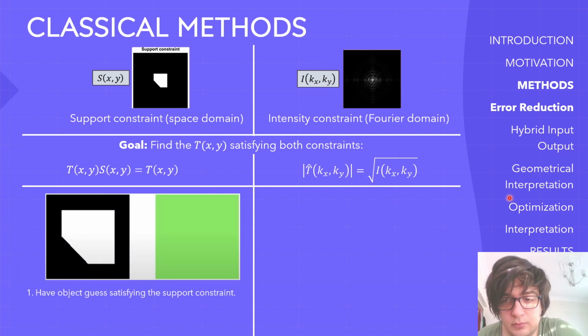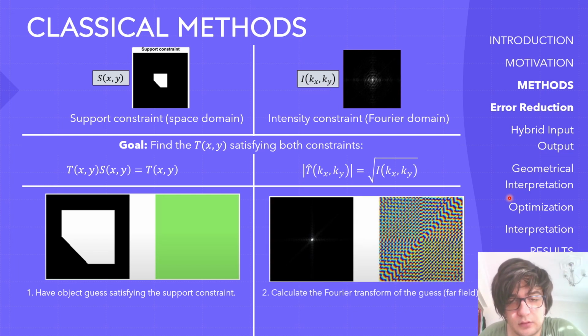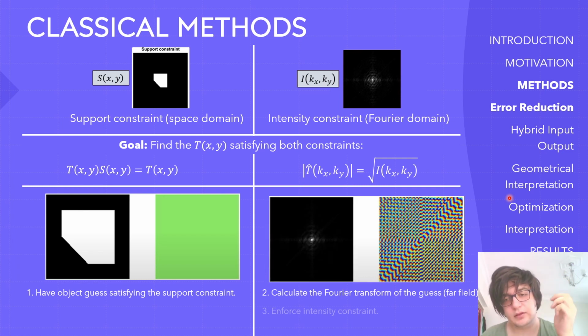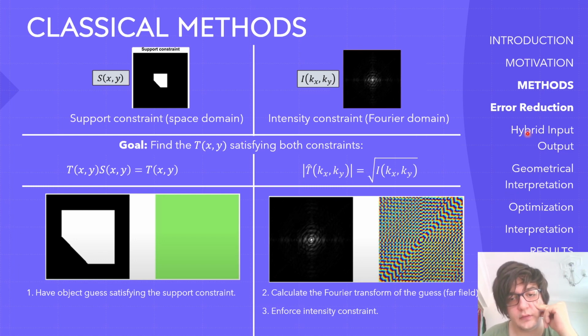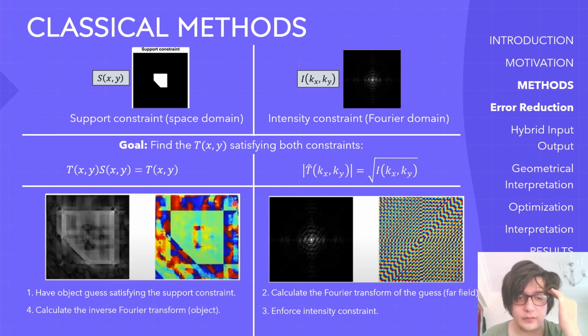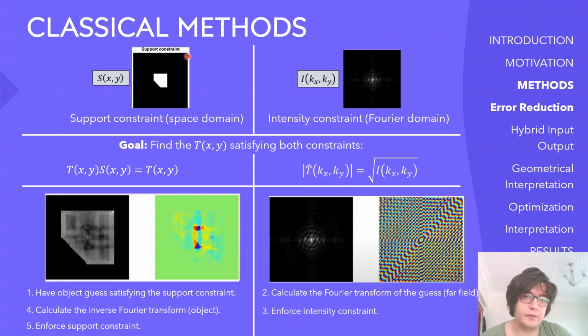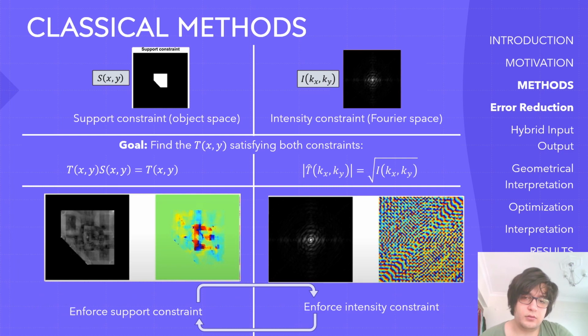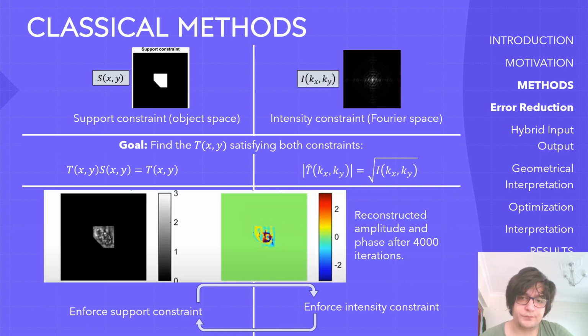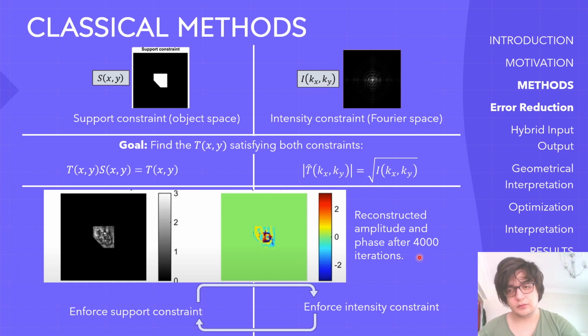For classical methods to solve this problem, first we guess an object satisfying the support constraint. Then we calculate the Fourier transform of the guess, so we propagate the field physically. Then we enforce the intensity constraint. Then we backpropagate it physically, I mean, we calculate the inverse Fourier transform, and we enforce the support constraint, and we repeat these steps. After iterating, we find the following reconstruction after 4,000 iterations. As you can see, this reconstruction is not good.